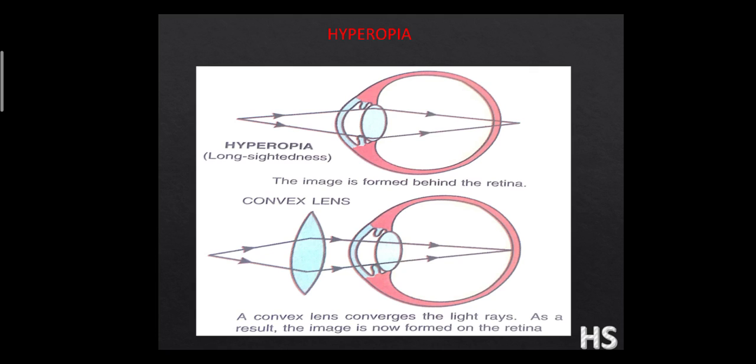Now, hyperopia or long sightedness is exactly the reverse. This long sightedness occurs in old people, where they can see distant objects clearly, but it is difficult for them to see near objects. That is why this problem is called long sightedness.